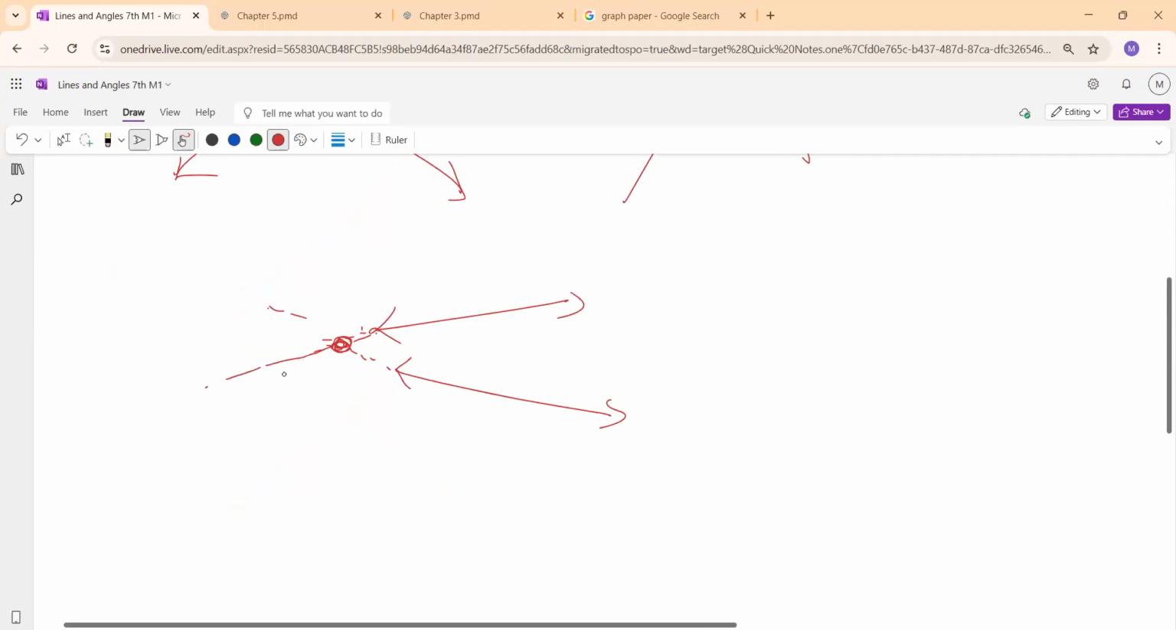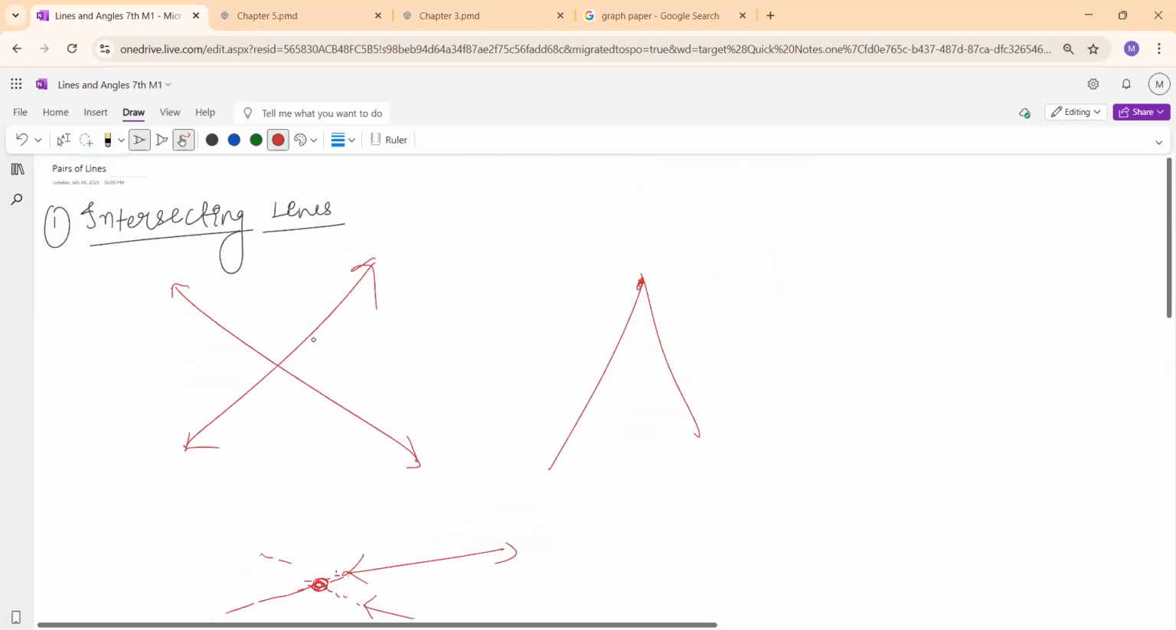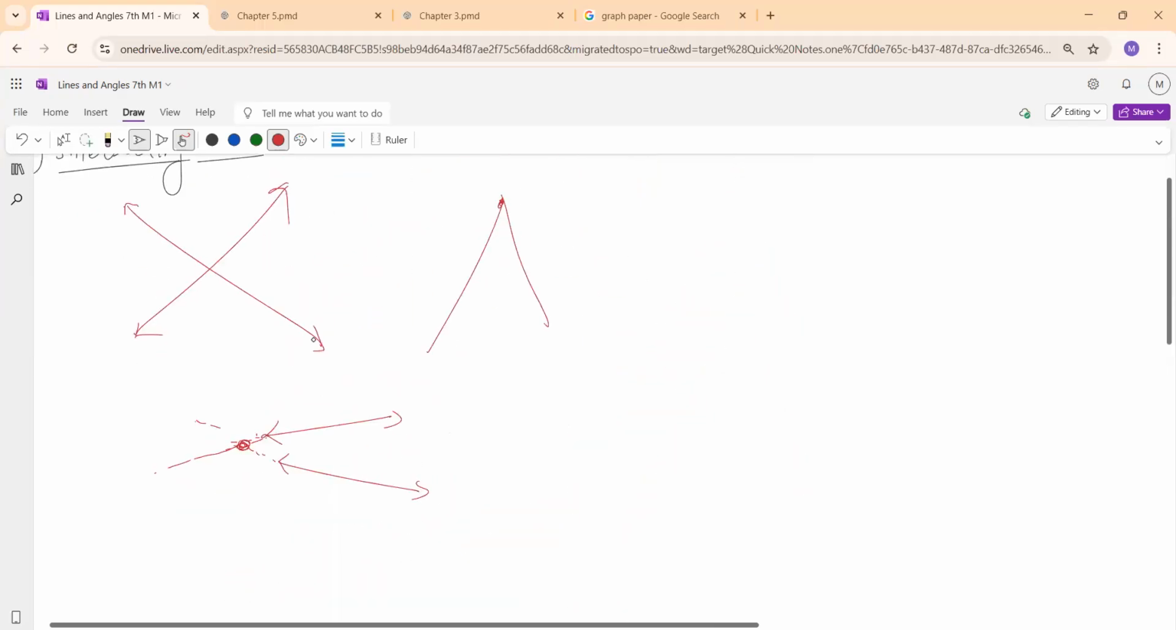Yes, Abdul Rahman. So a line can go infinitely. Yes, it can. Okay, thank you. So now intersecting lines are these. I hope intersecting lines is clear to you all.